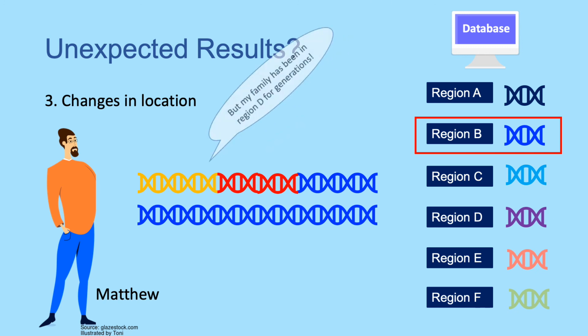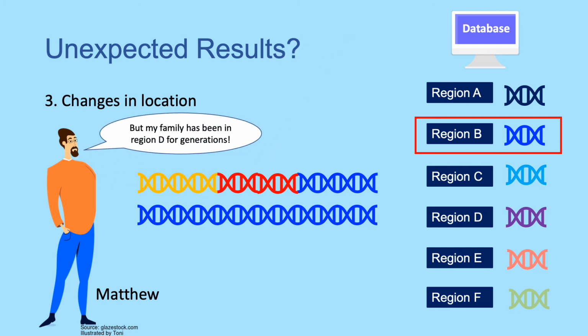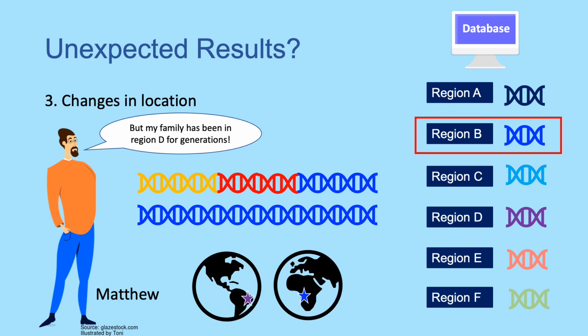Matthew is from region D, and he knows his family has been there for generations. However, when the test came back, it said he was from region B. Matthew's ancestors likely moved from region B to region D hundreds of years ago. However, the test he chose is only able to look at ancestry from before that. As more data is added to databases, some companies are able to provide ancestry estimates for more recent ancestry as well as ancestry from more than several hundred years ago.